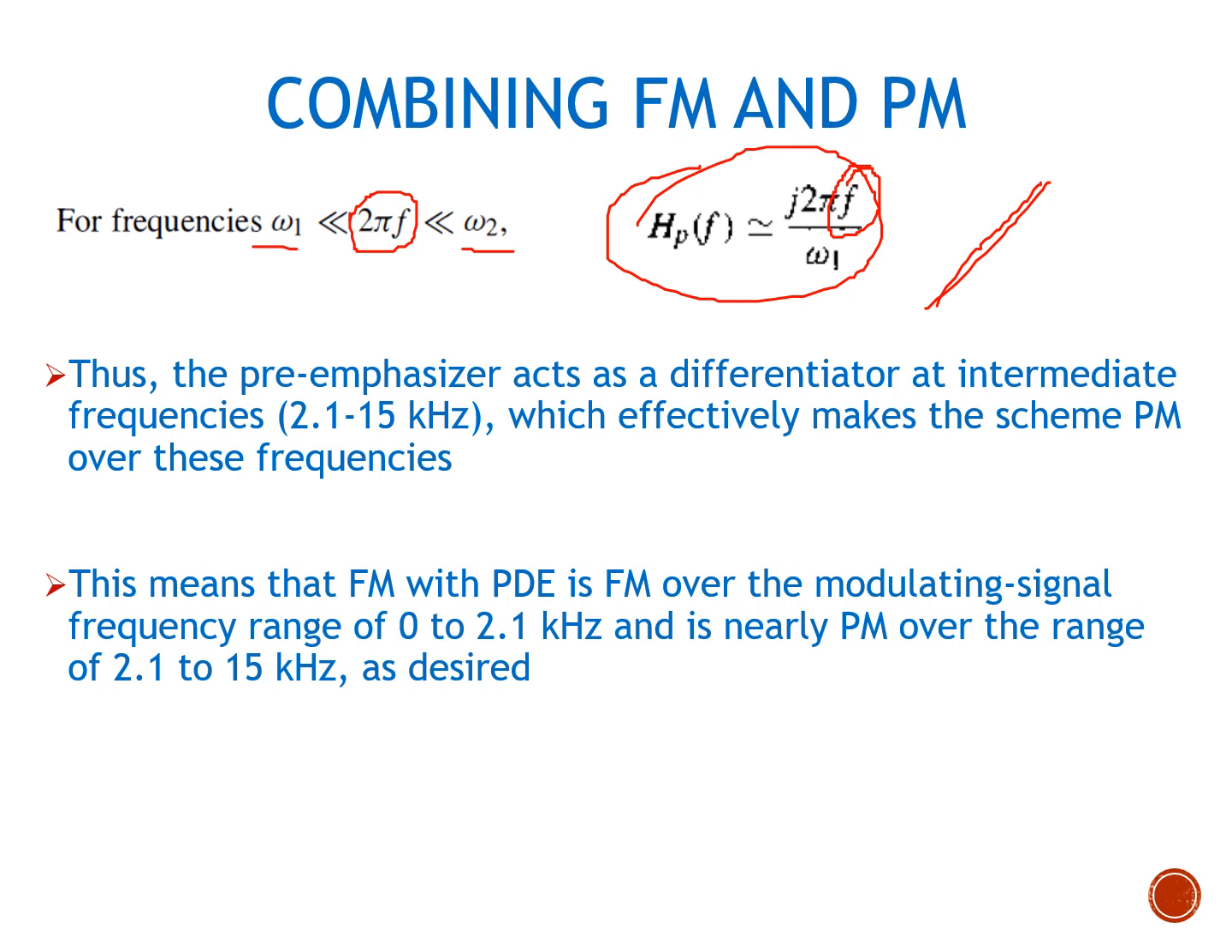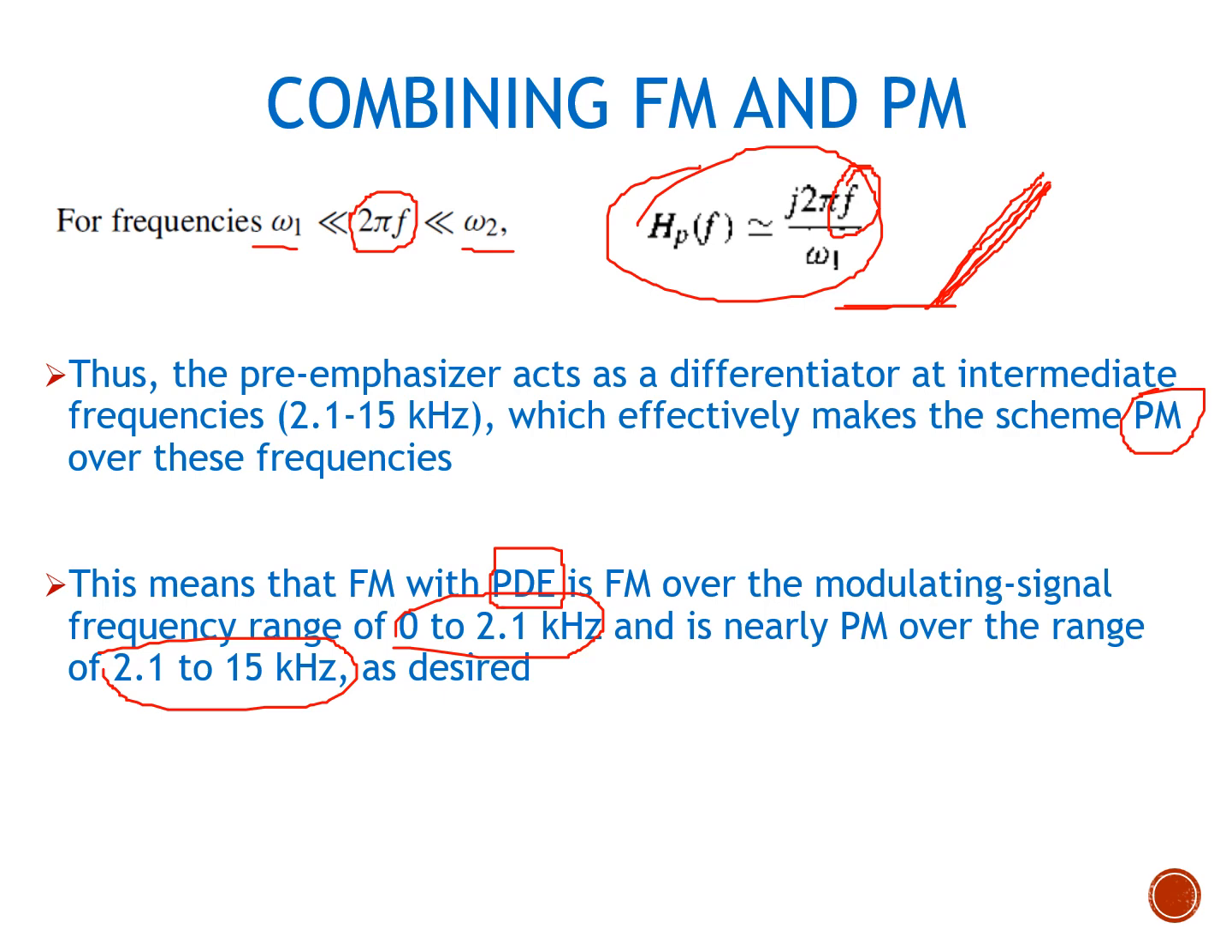Now if you remember, for PM, for phase modulation, we use the differential of the message signal to modulate the frequency, right? So in FM, the frequency modulation is dependent upon the amplitude of the message signal. In PM, the modulation is dependent upon the amplitude of the differential of m(t), the message signal. So in this region, if we are having a differentiation, that means we are effectively applying phase modulation. So this means that FM with pre-emphasis and de-emphasis is FM over the modulating signal frequency range. Between this range, since we have a straight line, we are applying FM. Beyond this range, since we have a differentiation of the modulating signal, between 2.1 to 15 kilohertz, we are applying PM. So effectively we are having the best of both worlds.